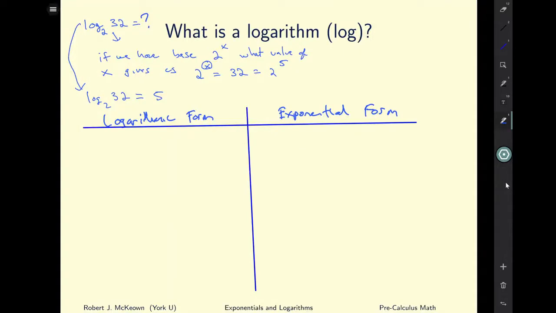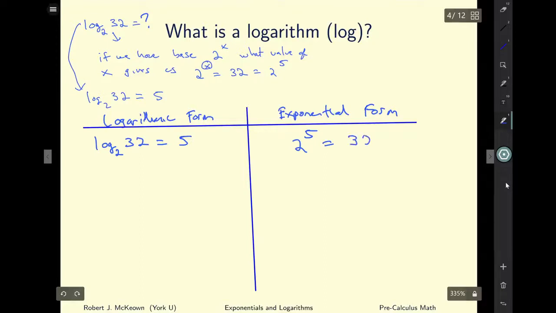Now I went ahead and put together this table off camera, and I want to show you the relationship between writing equations in the logarithmic form and the exponential form. So in our previous example, in the logarithmic form, we had log base 2 of 32, and that was equal to 5. Or we could have written 2 to the power of 5 is equal to 32.